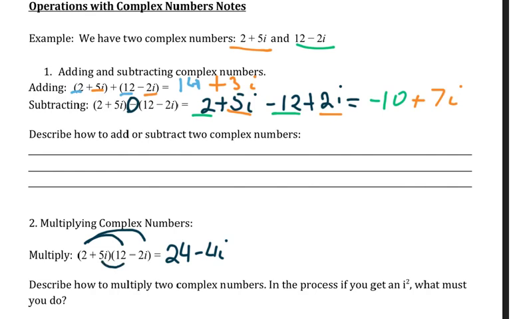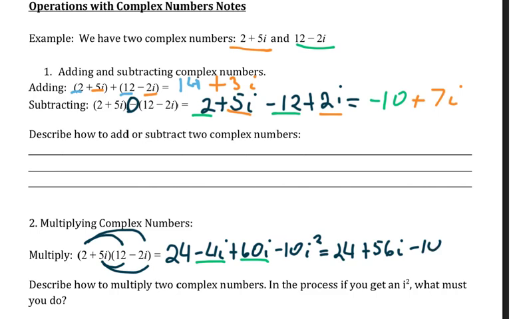Then I'm going to multiply 5i times 12, and that will give me 60i. And 5i times negative 2i is negative 10i squared. i times i is i squared. At this time, I'm going to combine like terms, and I have two terms that are like, negative 4i and 60i. So I'm going to add them. So now I have 24, negative 4 plus 60 is positive 56i, minus 10i squared.